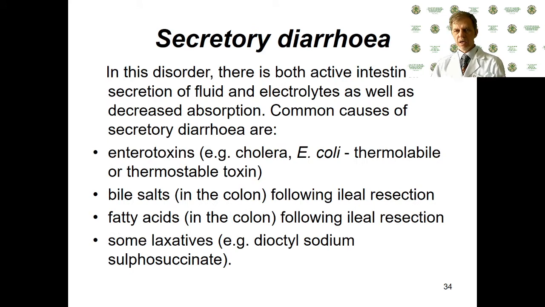Secretory diarrhea. In this disorder, there is both active intestinal secretion of fluid and electrolytes as well as decreased absorption. A common cause of secretory diarrhea is enterotoxins, for example, cholera. You know cholera. Why do people die from cholera? They die due to severe dehydration. A patient with cholera can lose up to 10 liters of water. It's not feces, it's just what we refer to as rice water, because it's just pale water, due to increased permeability of the intestinal wall due to enterotoxins.